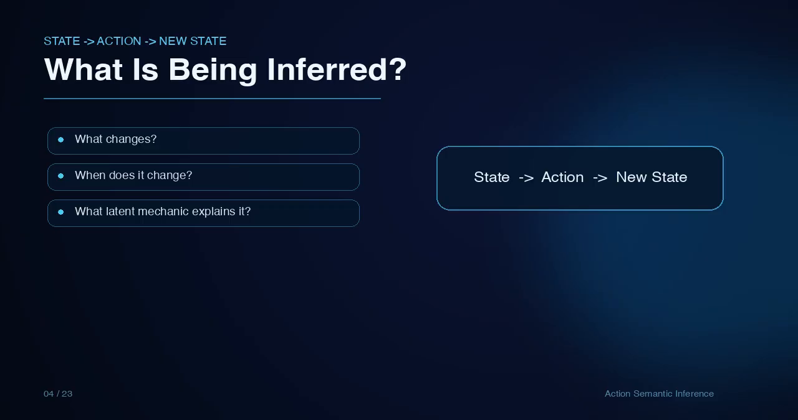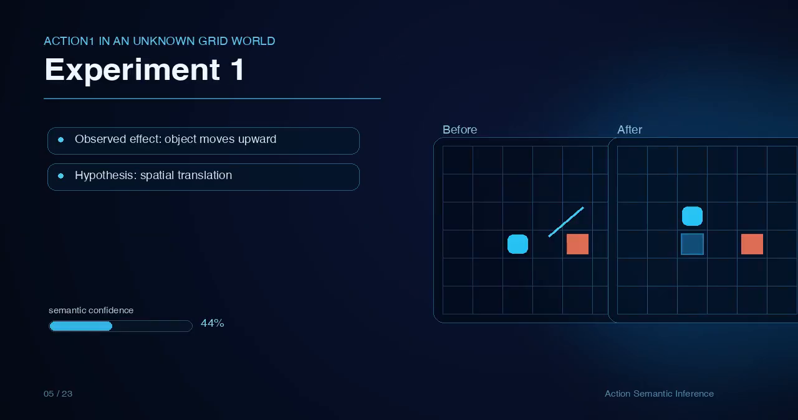When Action 1 is tested again in a compatible context, the same upward motion repeats. Consistency matters. ASRA updates confidence because the evidence now points toward a stable relation between the action, the object, and the spatial change. Meaning begins as a statistical pattern, then becomes a usable abstraction.